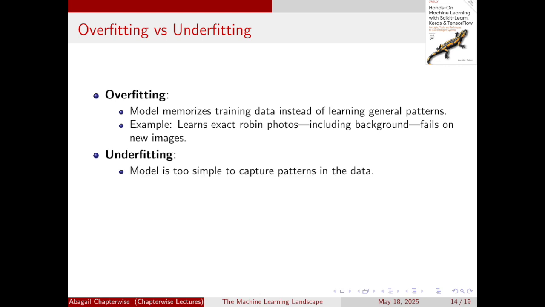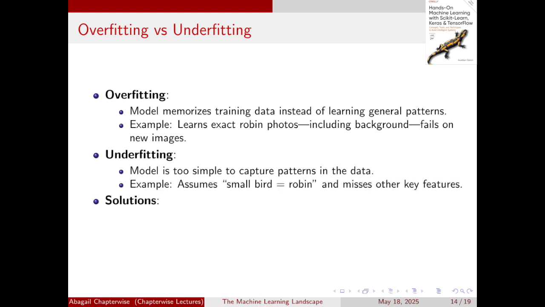On the other hand, underfitting occurs when the model is too simple to capture the patterns in the training data. It hasn't learned enough from the data to make useful predictions. Continuing the bird example, imagine you just tell someone, "If the bird is small, it's a robin." That's too simplistic. It misses key features like the red chest or the shape of the wings. In machine learning, an underfit model might have low accuracy even on the training set because it can't represent the underlying patterns in the data.